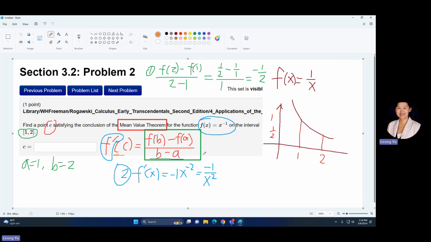The last part is to set them equal. So step 3, we will set -1 over x squared equal to -1/2. Whatever you did in step 1 was preparing the right side, and what you did in step 2 was preparing the left side. The last thing to do is to have that equation, because only when you have an equation can you solve it. So we set them equal, and both left and right sides have a negative. We cancel the negative and take the reciprocal, and you get x squared equal to.